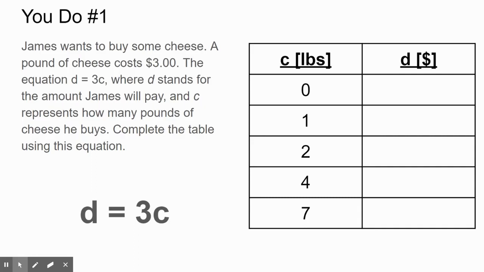You can see our table there. You're going to fill it in. We've already picked our values for our independent variable, which is, of course, C. So pause the video now, give this a shot, fill in the rest of the table, find the values for D.